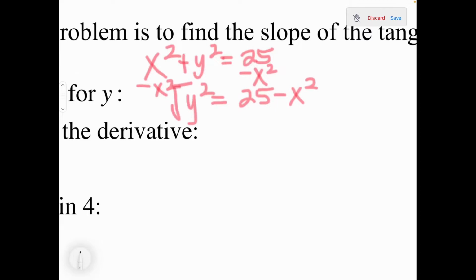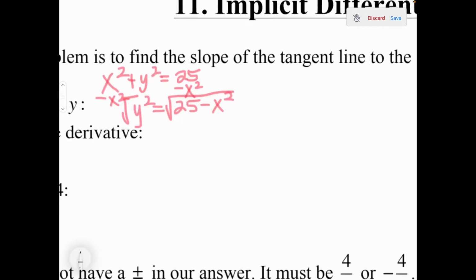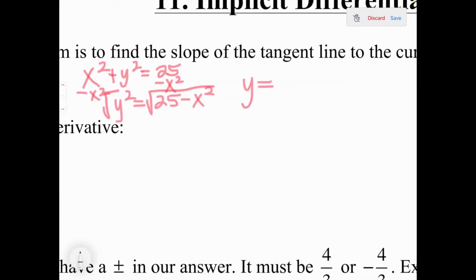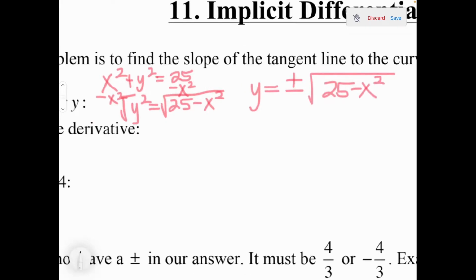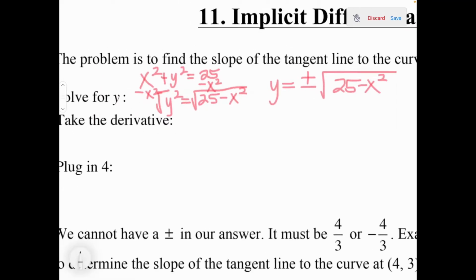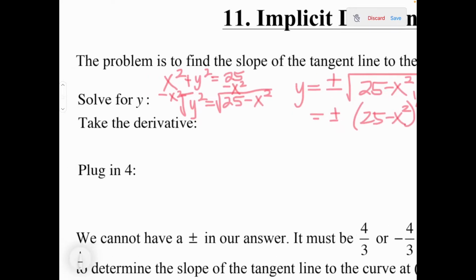Take the square root of both sides. Typically, when we're solving an equation and we take the square root of both sides, we would include the positive and the negative square roots of 25 minus x squared. Now we can take the derivative of that. That's really plus or minus 25 minus x squared raised to the 1/2 power. To take the derivative, we'd have to use the chain rule.